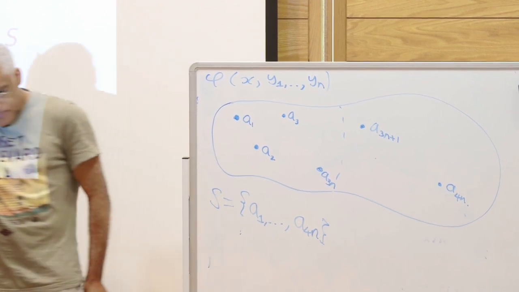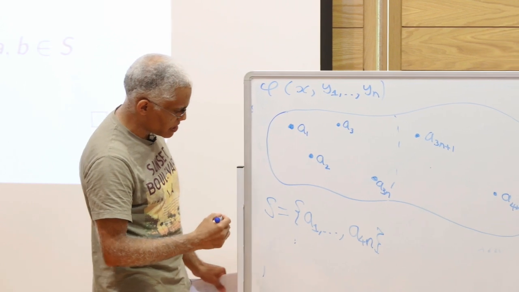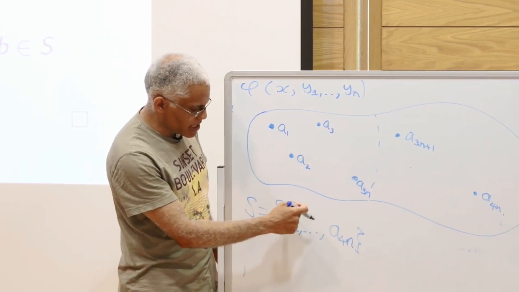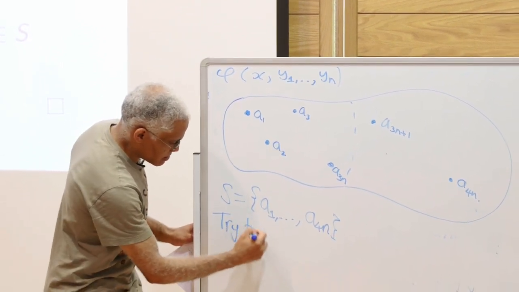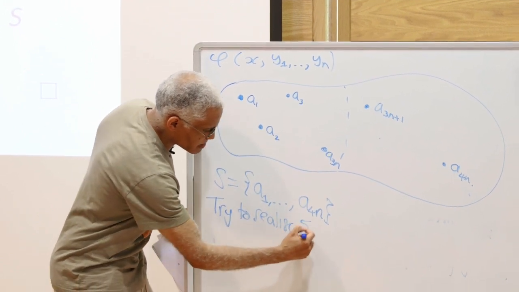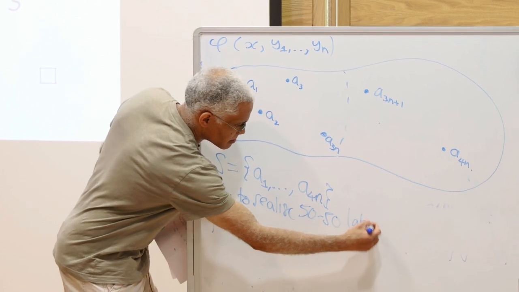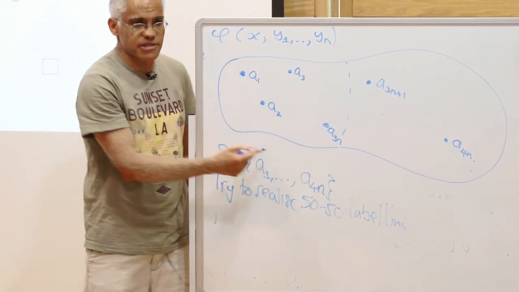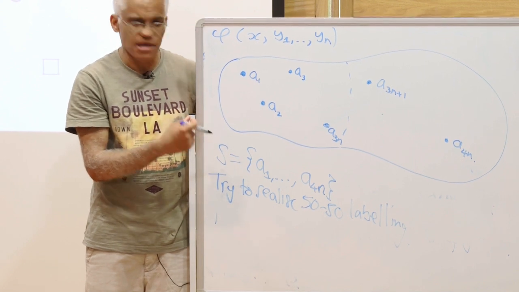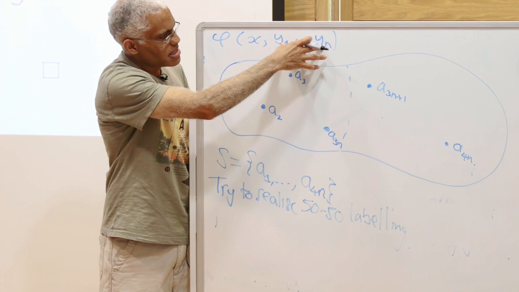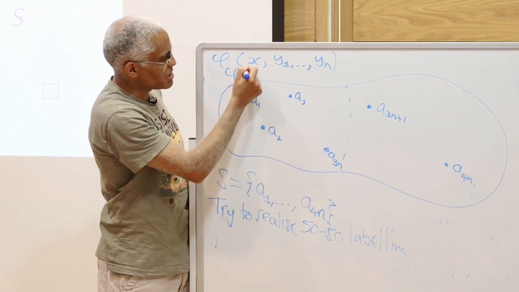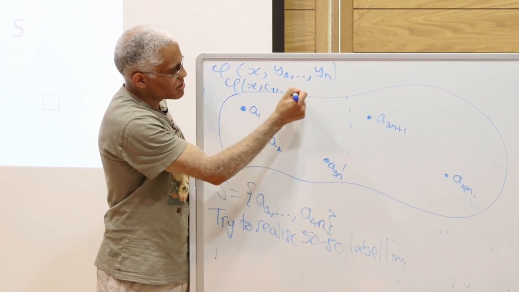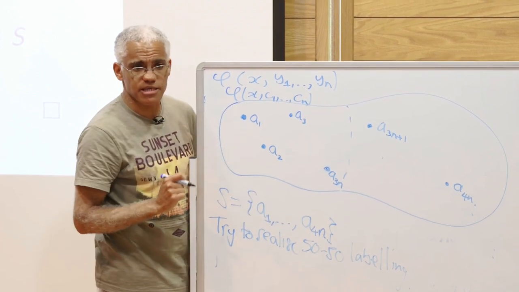So why is this? Well, in order to shatter this set, I would in particular need to realize a labeling where exactly half of the guys get labeled positive. So try to realize the 50-50 labeling, where exactly half of these guys get labeled positive and exactly half negative. And what I want to do is, by instantiating the parameters here, have a formula that is satisfied by exactly half of the guys. So I'm going to instantiate the parameters with some concrete values from the forest, and I want exactly half of these guys to be true.